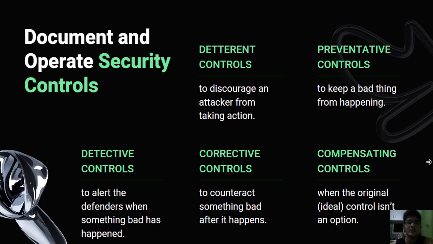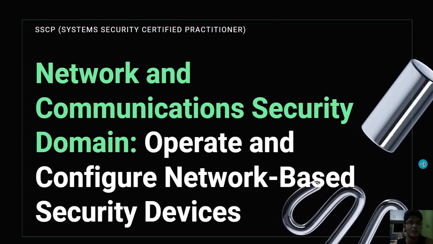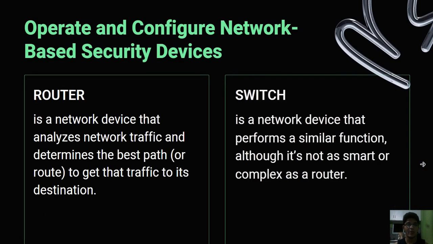So our next topic is network and communication security domain. Operate and configure network-based security devices. A router is a network device that analyzes network traffic and determines the best path to get that traffic to its destination. A switch is a network device that performs a similar function, although it's not as smart or complex as a router. While both devices are crucial to network operations, neither device is really a network security device.